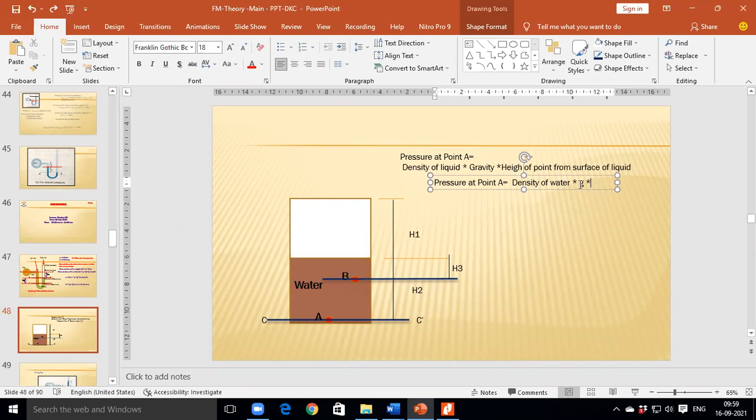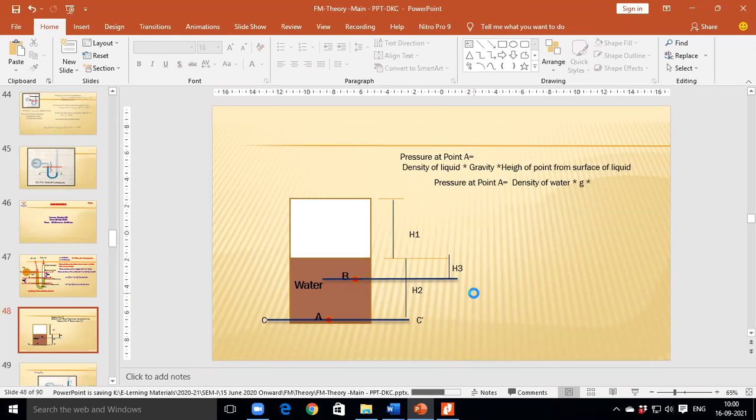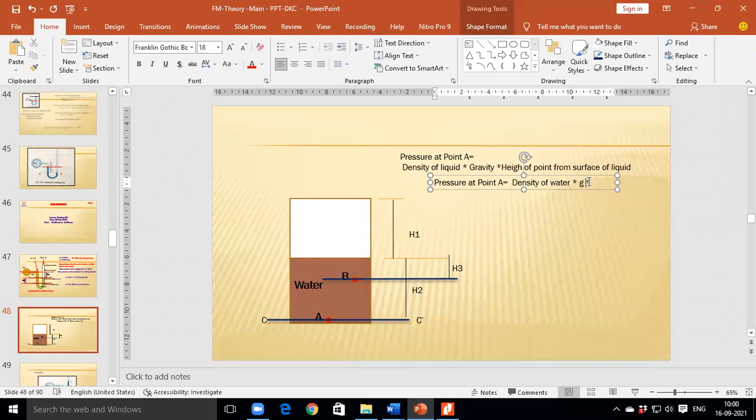What will be the height of point A from the surface of water? H2 plus H3. Observe carefully. H2, correct. Similarly, you tell me the surface pressure at point B.